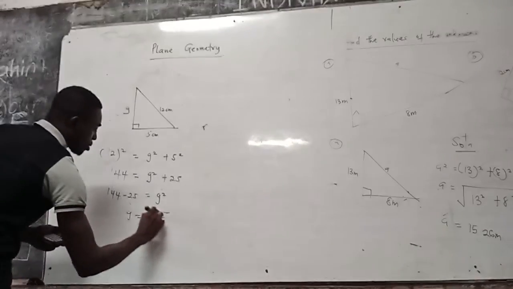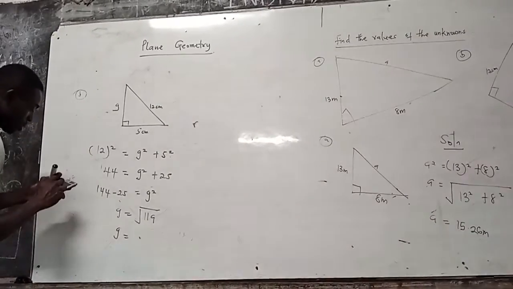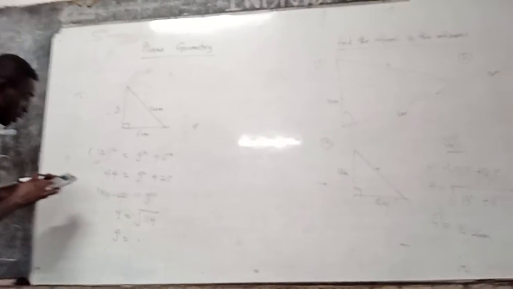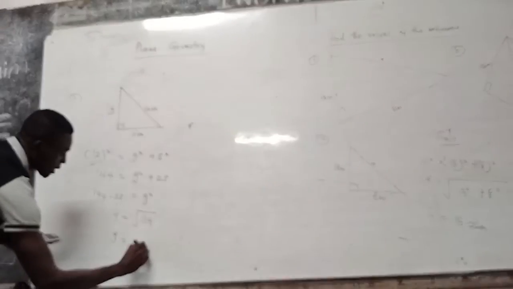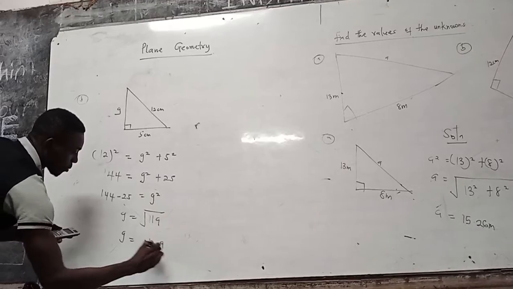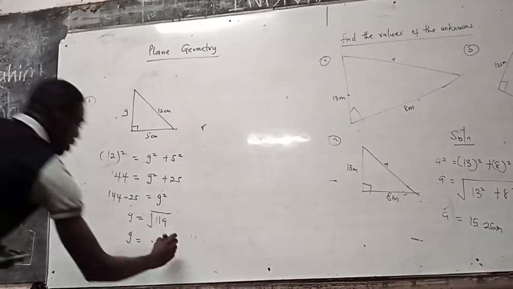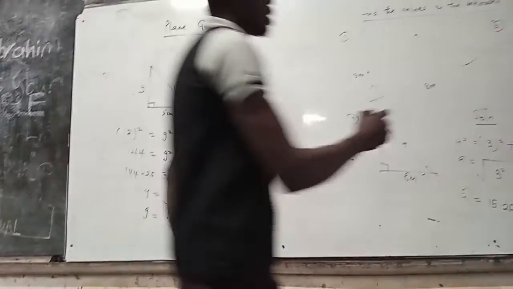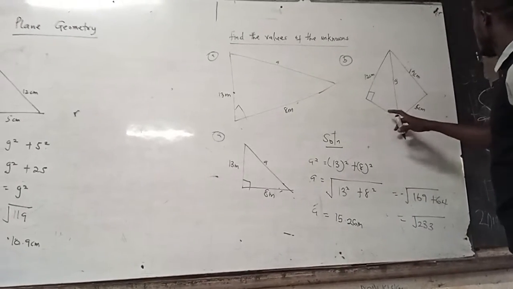Now you find the square root of this in order to get G. So the square root of 119 means that you are going to get 10.9. What units are you dealing with? Centimeters. So once you have this, it is also going to give you the clue to find different places.